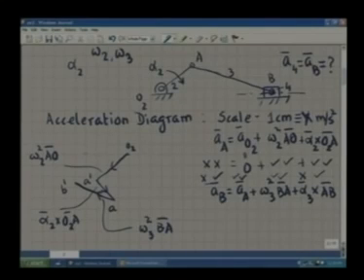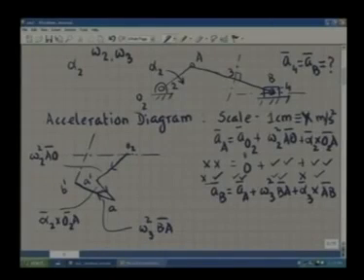Now acceleration of the point B is horizontal, so I draw a line horizontal through the point O2. And alpha 3 cross AB is perpendicular to AB. That means the direction is known, it is perpendicular to AB. So at B prime, I draw a line which is perpendicular to capital AB. So this perpendicular line drawn through B prime, perpendicular to the line capital AB, is this line, and the horizontal line drawn through O2 is this line.